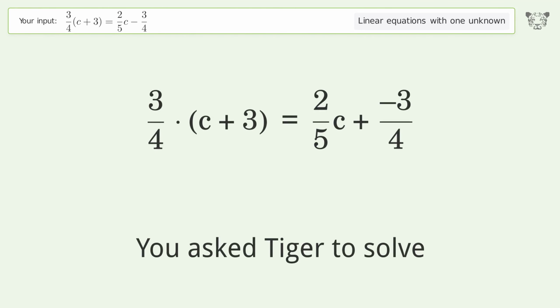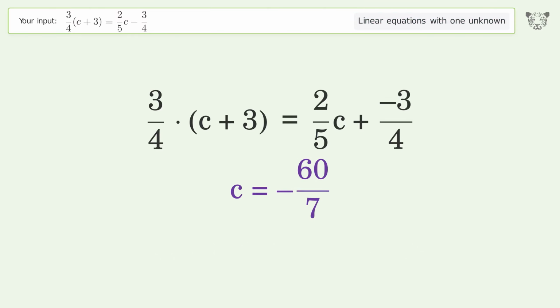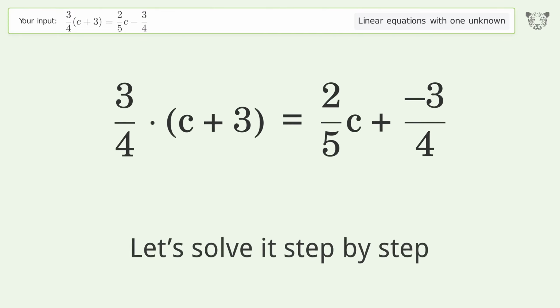You ask Tiger to solve. This deals with linear equations with one unknown. The final result is c equals -60/7. Let's solve it step by step.